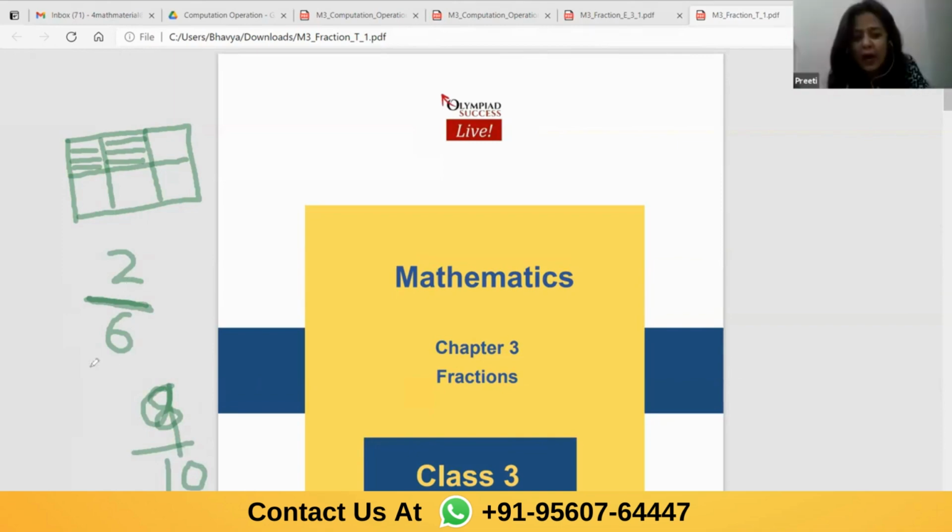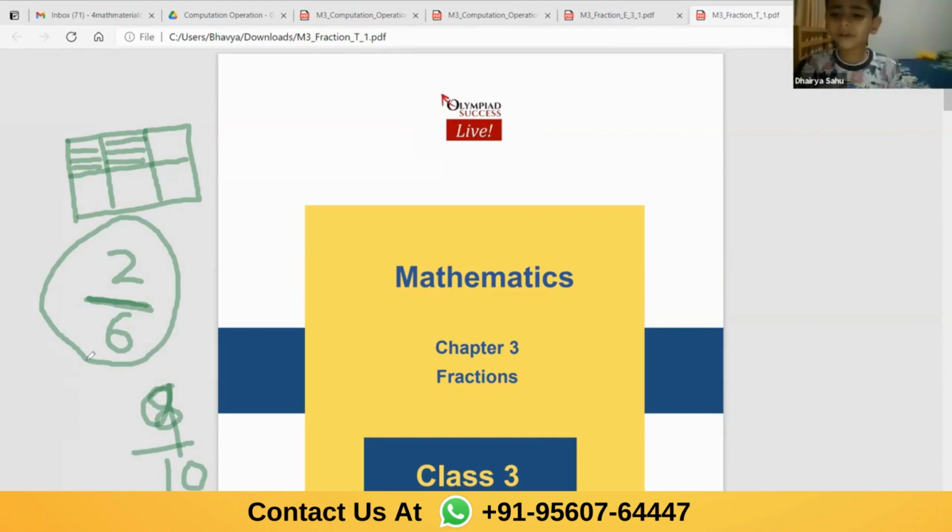So, how can I speak this fraction? I can say 2 out of 6. I can say 2 by 6. I can say 2 upon 6. I can say 2 over 6. Ma'am, there are many terms for a particular sign. Yes, but what I usually prefer is out of. Why? Because we always give marks in this form, that this much out of this, isn't it? Yes, ma'am, I also prefer it like this only.